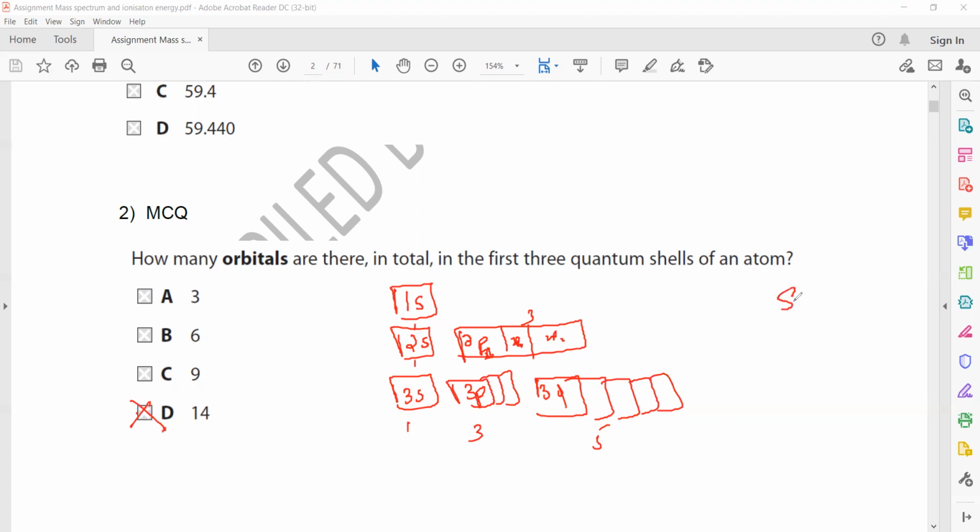Because s has only 1 orbital, p has 3 orbitals, d has 5 orbitals. So we have 1 d, 2 of 3p and 2p, so it means 3, 3, 6. 6 plus 5, 11, 12, 13, and 14. That's why D is the right answer for question 2.